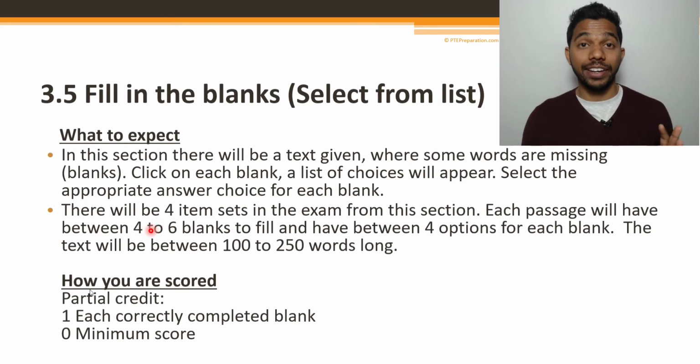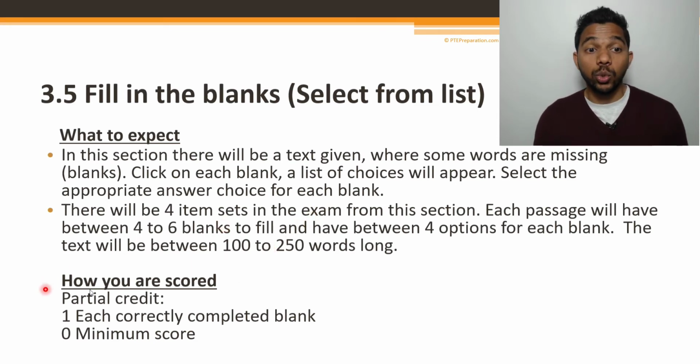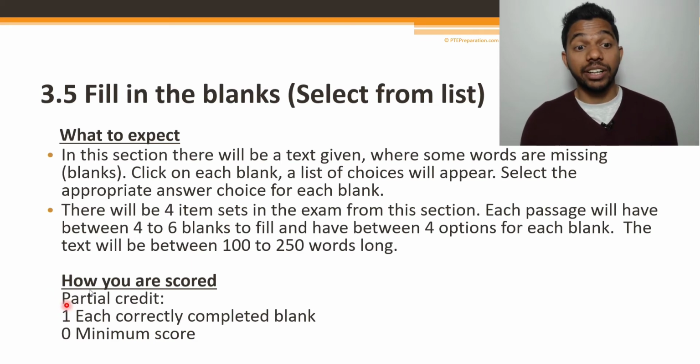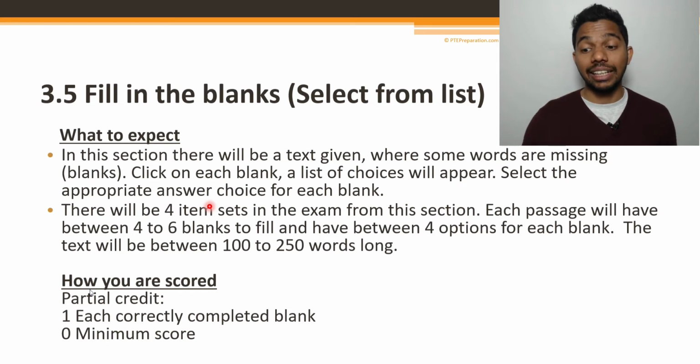You usually get around 4 item sets in the exam for this section, and each passage will have between 4 to 6 blanks and will have 4 options to choose from for each blank. You get 1 mark or 1 credit for each correctly completed blank, and you get 0 for an incorrect option.